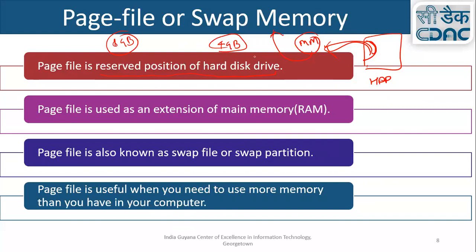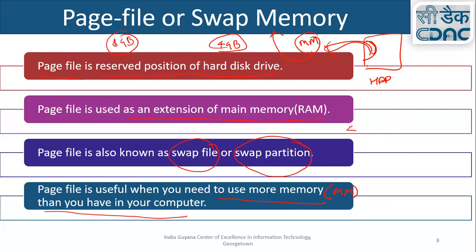A page file is a reserved portion of the hard disk drive. This page file is also known as swap memory, swap file, or swap partition. So this is the same thing. A swap file is used as an extension of the main memory or RAM. A page file is useful when you need to use more memory than you have in your computer, and here more memory means main memory. Getting the idea or not?